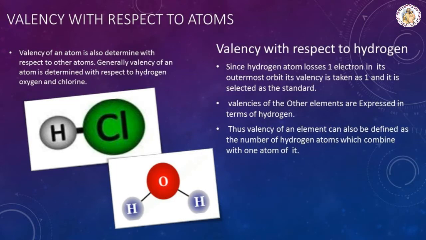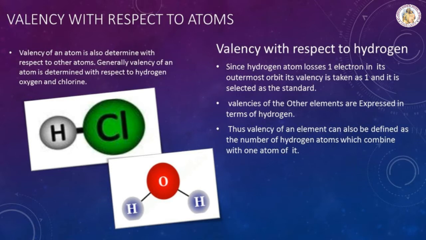Valency with respect to atoms. Valency of an element is also determined with respect to other atoms. Generally, valency of an atom is determined with respect to hydrogen, oxygen and chlorine. First, valency with respect to hydrogen. Since a hydrogen atom loses 1 electron in its outermost orbit, its valency is taken as 1 and it is selected as standard. Valencies of other elements are expressed in terms of hydrogen.